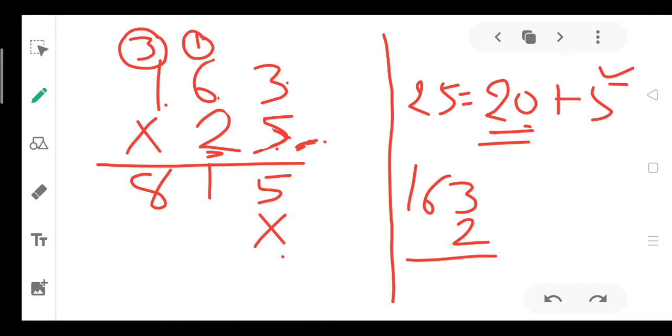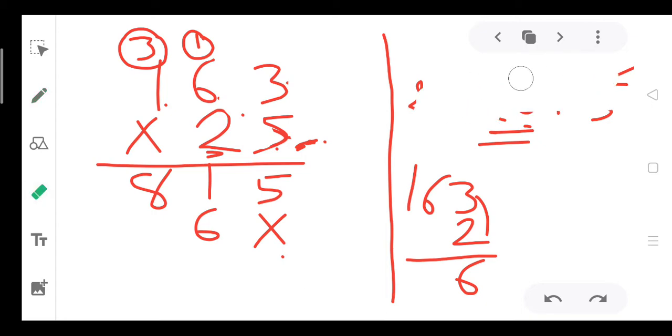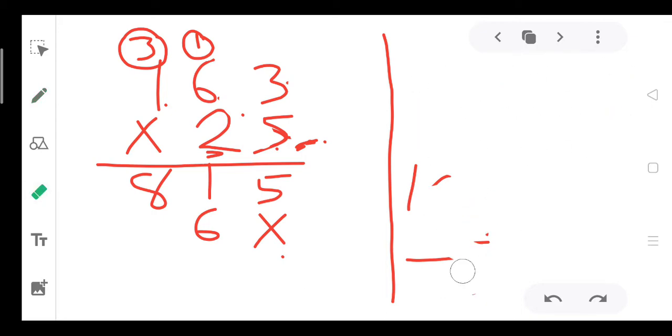Firstly, we will read the table of 2 up to 3s are, 2 3s are 6. So we will write here 6. Now we will read the table of 2 up to 6, 2 6s are 12.